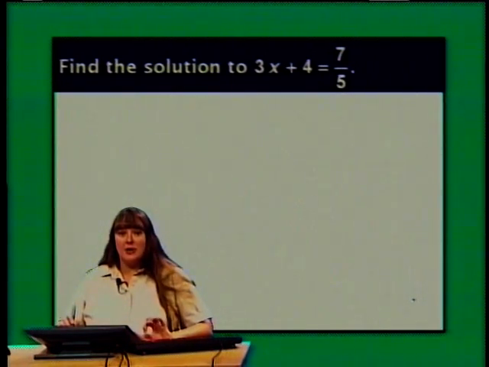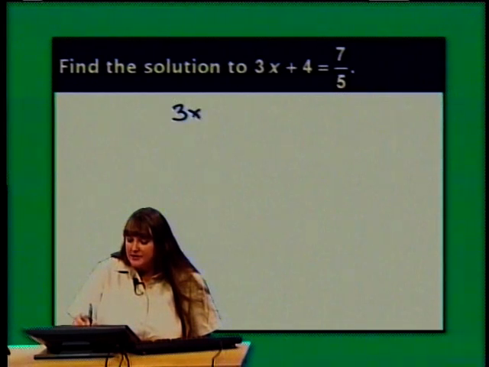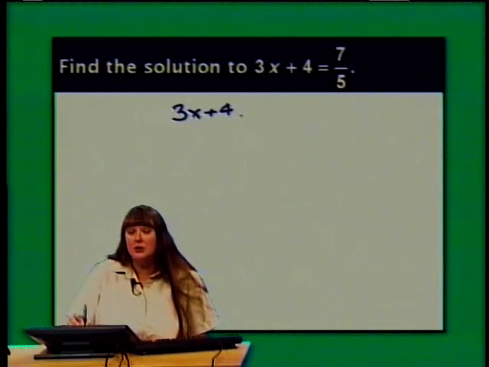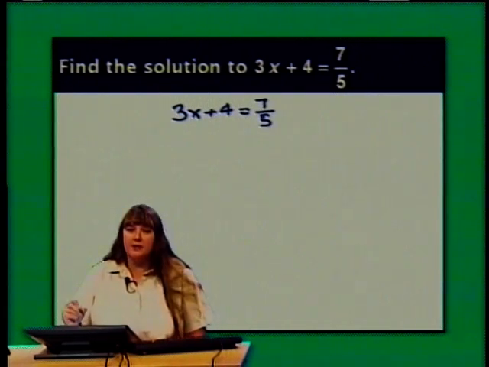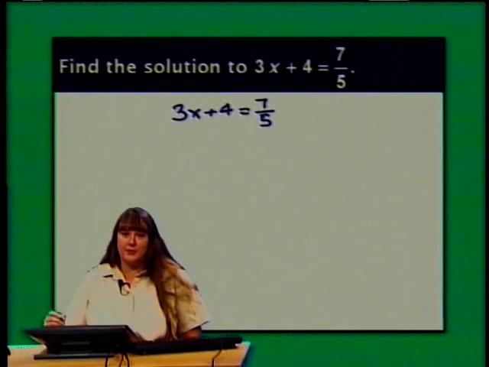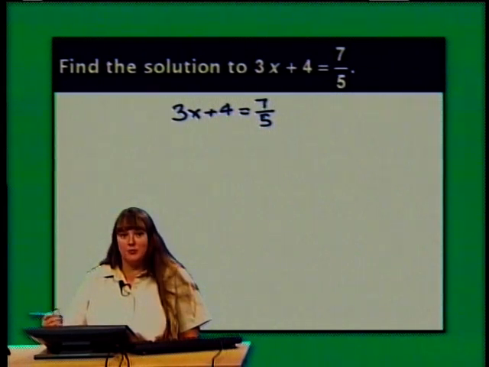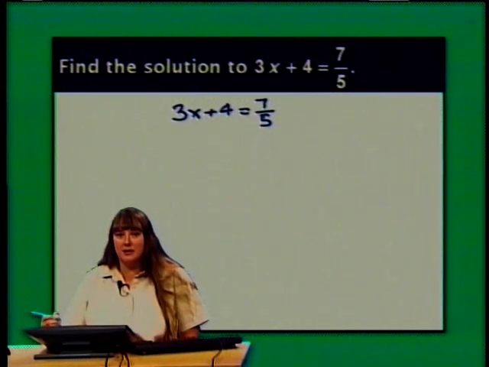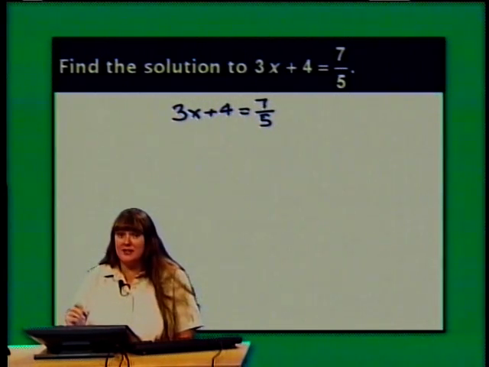So this equation has the fraction 7/5. Notice this time I'm asked to find the solution to 3x plus 4 equals 7/5. This is no different than being asked to solve 3x plus 4 equals 7/5. The problems and directions are sometimes going to be worded differently. You need to recognize that finding the solution to an equation is the same as solving an equation. So I want to eliminate fractions as my first step. My only fraction, as I said, is 7/5.